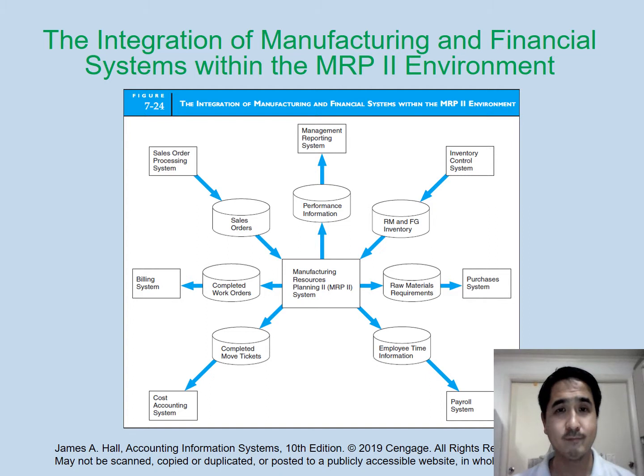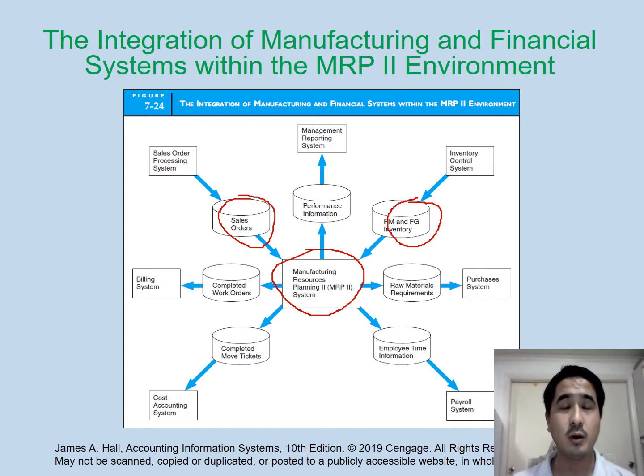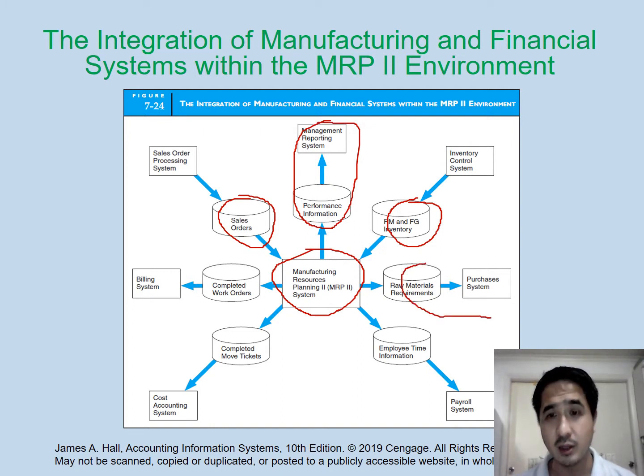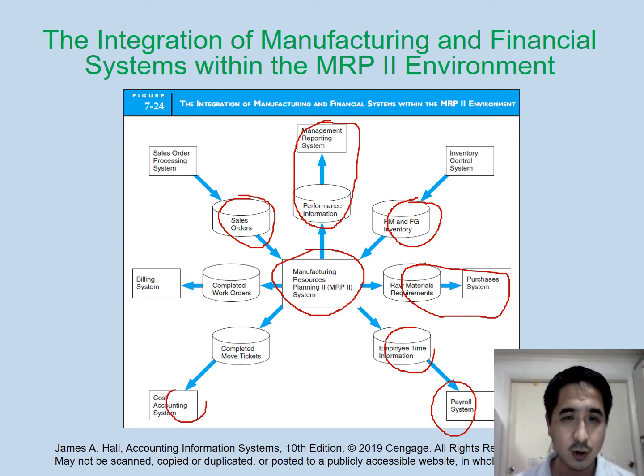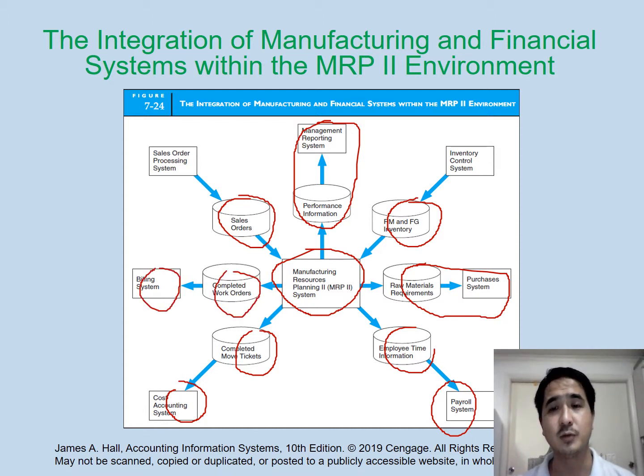If we look at the flow chart or the diagram for MRP2, as you can see, this is the MRP2. MRP1 only focuses on this one. But in addition to MRP, the MRP2 also contains this one. So performance evaluation for raw materials acquisition, purchasing. I think this is also included in the MRP. But you also have the employee time information related with the payroll. It is also integrated here, the cost accounting for the move tickets, and for the completed orders, of course, the billing system for finished goods. So as you can see here, MRP2 integrates more files, more activities, more departments as compared to MRP1.